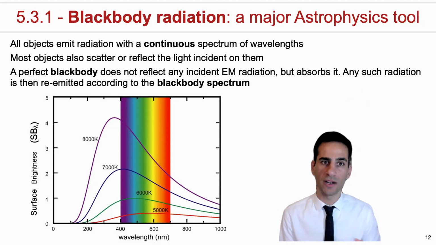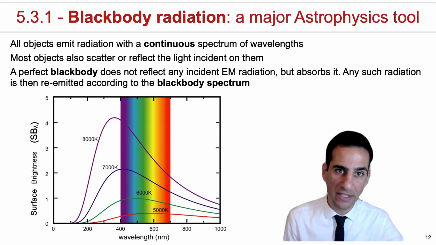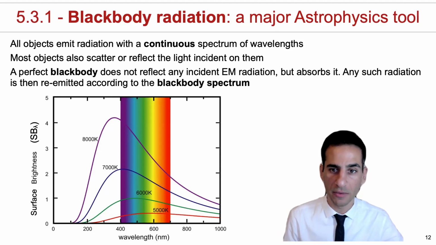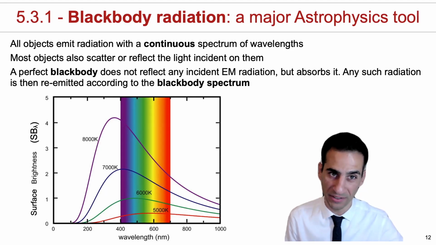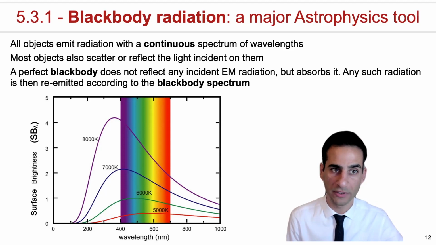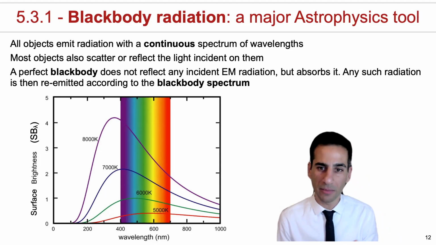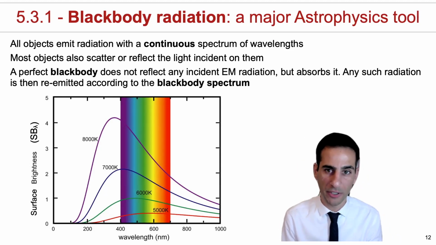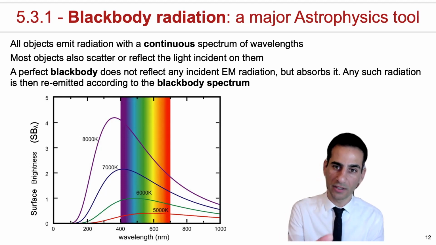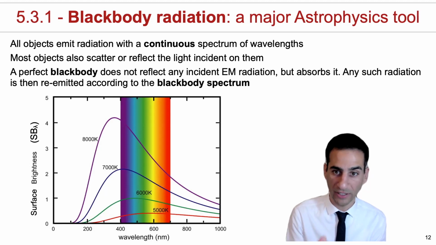Before I convince you why blackbody radiation is such a major astrophysics tool, it is important to cover some of the important aspects of black bodies. We know that all objects emit radiation with a continuous spectrum of wavelengths. But most objects also scatter or reflect the light incident on them. In a way, a black body, or a perfect black body, is something that only collects or absorbs radiation but does not scatter or reflect it.